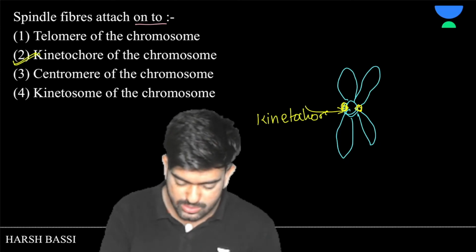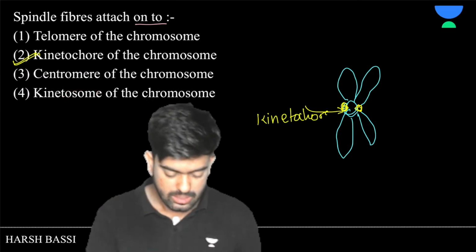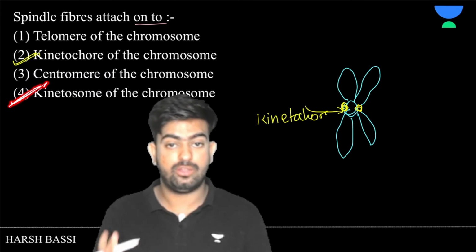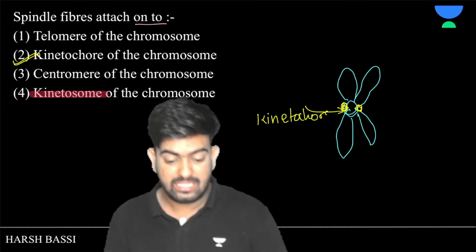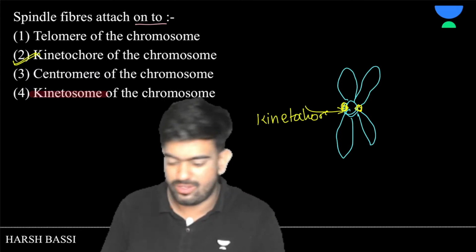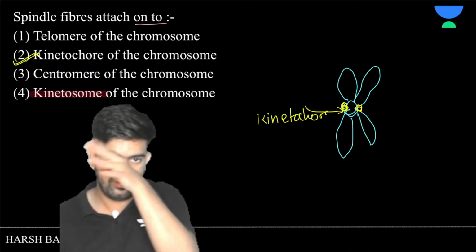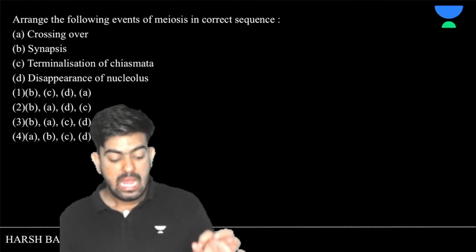To confuse you, they have given kinetosome, and the students who are in a hurry will see this and mark it also. So while attempting the question, be very sure that this is not kinetochore, it is kinetosome, which I think never exists as part of the centromere. Clear? Great. Now let's move on.